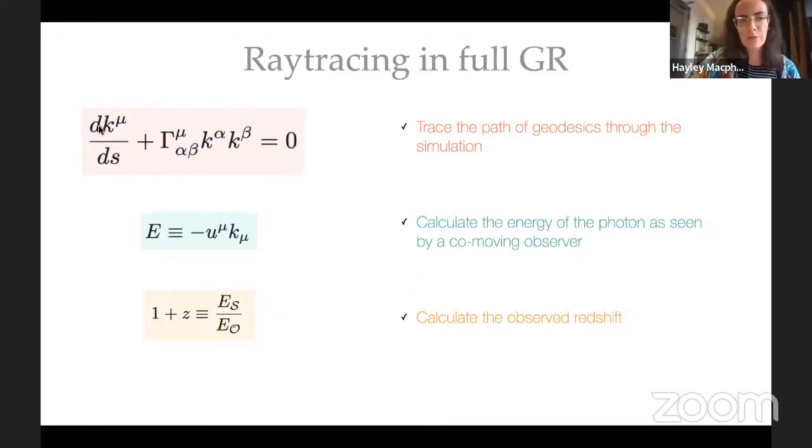And so to do this, we solve the geodesic equation, which is the equation telling us how the photon four-momentum evolves along the geodesic, which is parameterized by this S here.